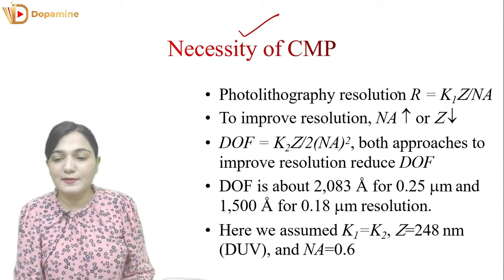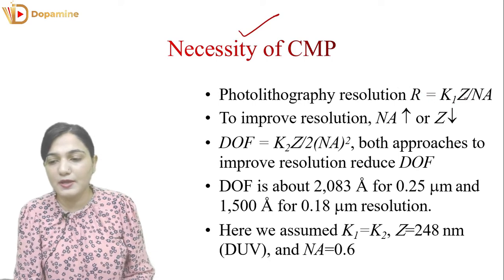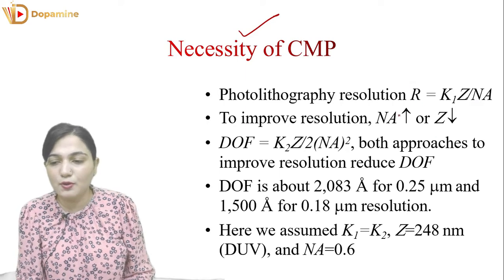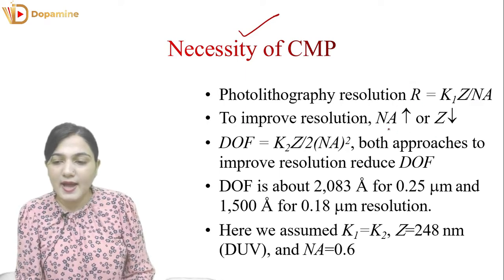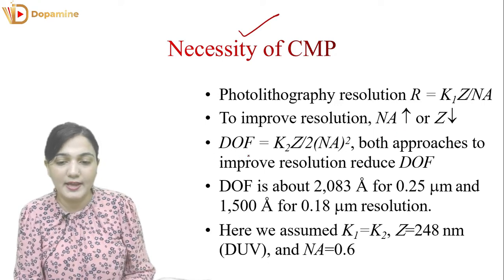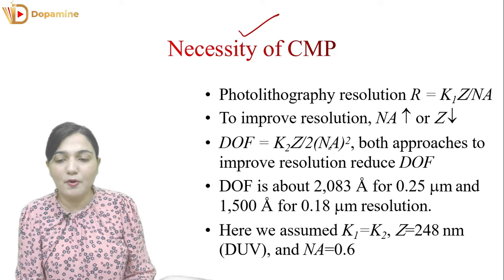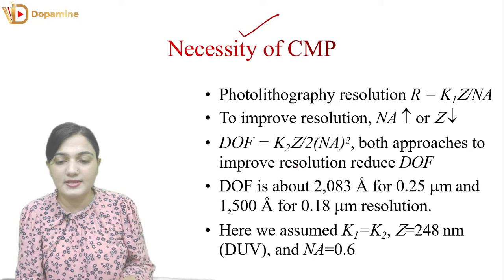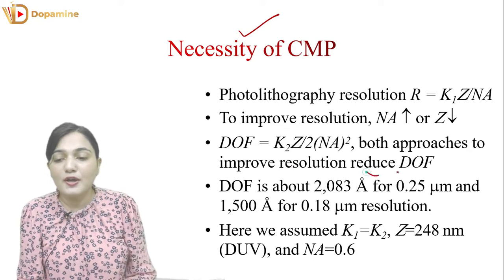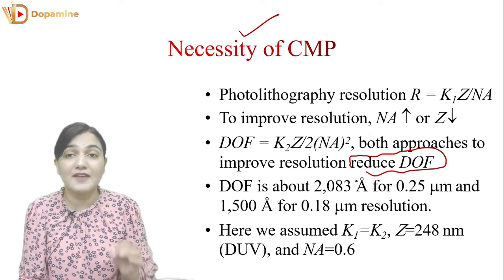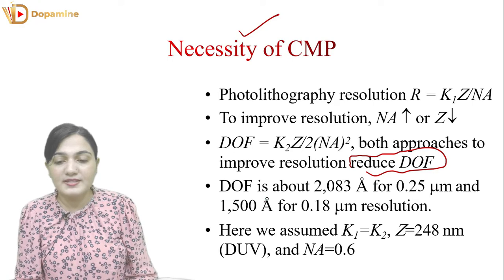Now the photolithography resolution is given by the formula R is equal to K1 λ upon NA. Right. So to improve this resolution, we can either increase the numerical aperture or reduce the wavelength. Both of these things are very difficult for a high feature size process. Now depth of focus is given as K2 λ upon 2 NA square. So from both of the approaches we can understand that to improve the resolution we have to reduce the depth of focus. As the depth of focus is reduced, we can get a better resolution and we can get a smaller feature size.